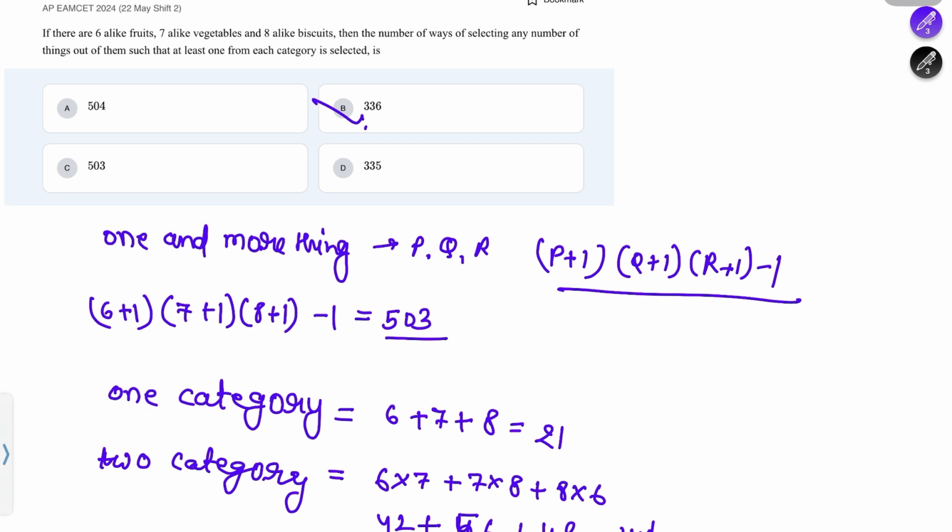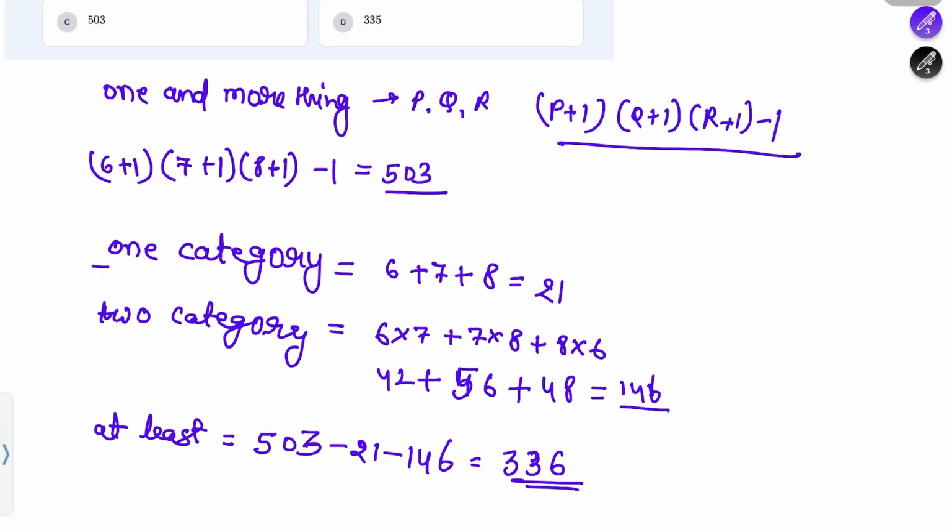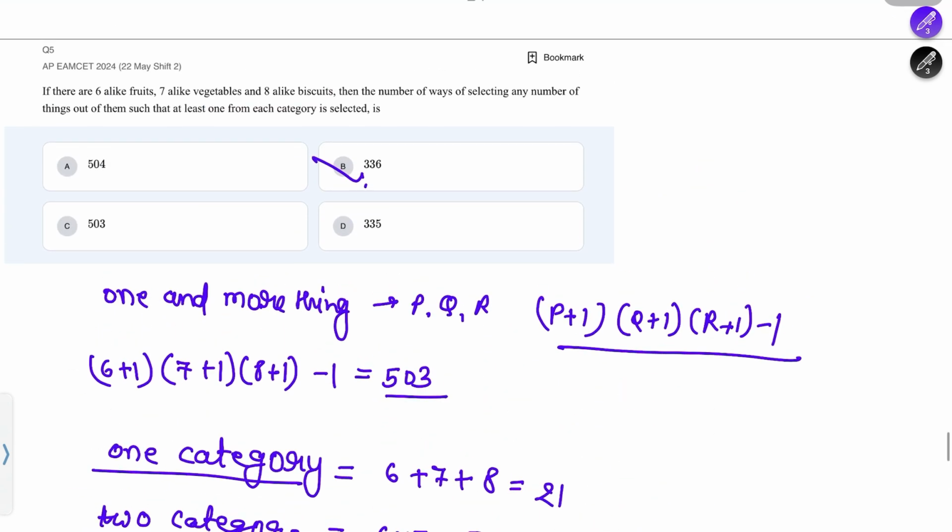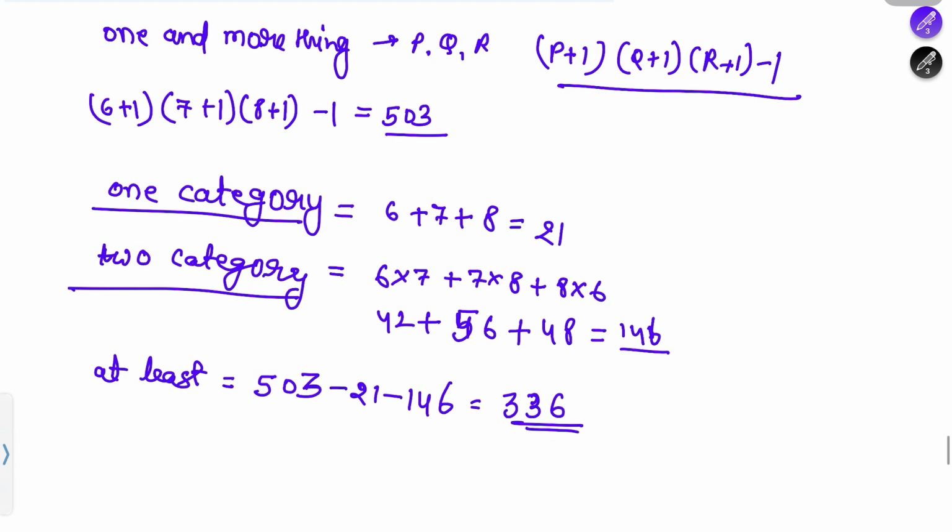Okay. So this one is also easy but dependent on the formula, and select the one category and two category, because it is given at least one and more of each selected.